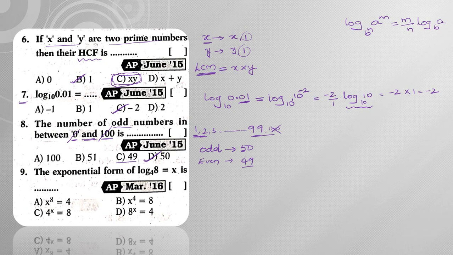Next, the exponential form of log of 8 to the base 4 is equal to x. Sorry, exponential form is asked, so the logarithmic form is given. To go from logarithmic form to exponential form, simply cut out the log and shift the 4, the base, to the power of x. Then this becomes 8 equals 4^x. Always remember, base will be base always. So 8 = 4^x is my answer.